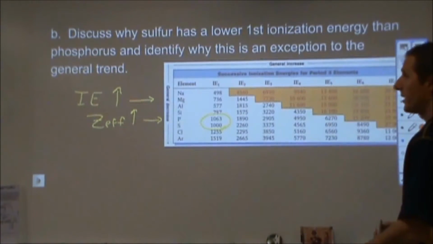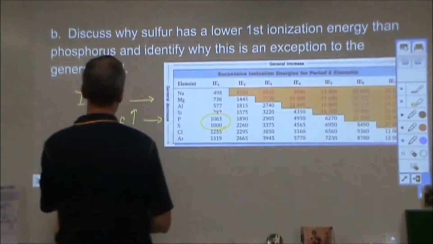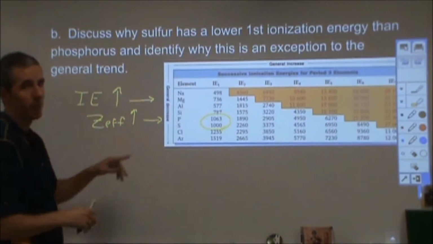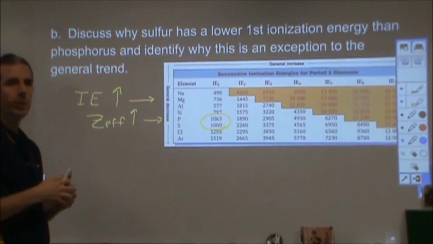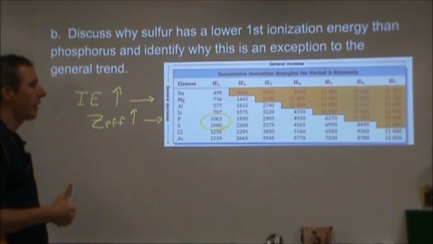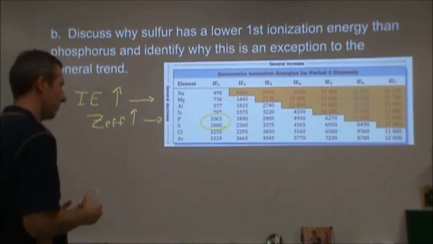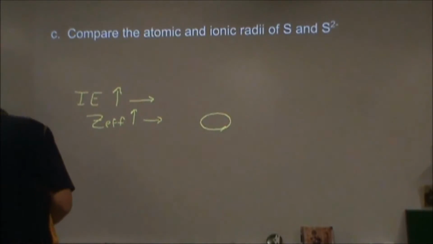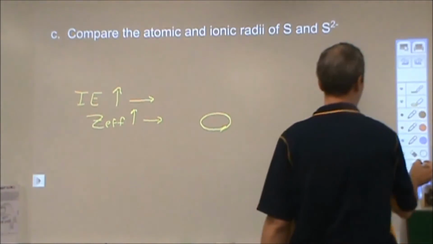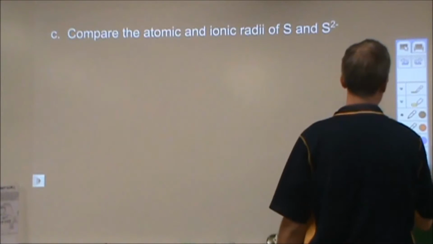Okay? The reason why that's an exception is because essentially what we're saying is that even though the effective nuclear charge goes up, we are miscalculating its shielding. The shielding actually is much higher for the sulfur final electron than for the phosphorus. Okay. Atomic radii and ionic radii for sulfur and S2-.